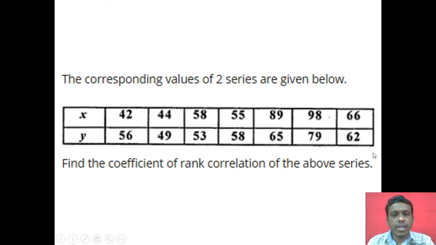So the question goes like this. The corresponding values of two series, that is X and Y, are given here. The values are also given here, 42, 56. These are the actual values. Maybe either in ascending order or descending order you have to give ranks. So you are supposed to find the coefficient of rank correlation, that is, by Spearman's rank correlation method. So let us begin with the problem.